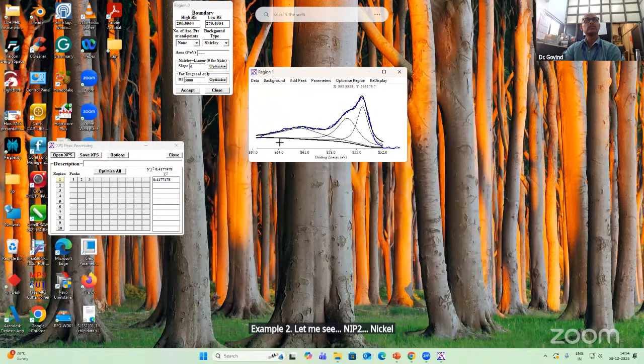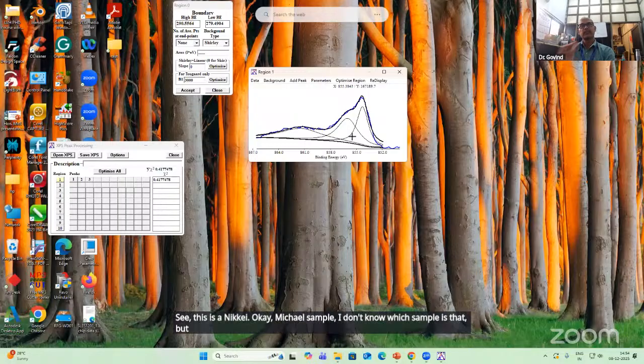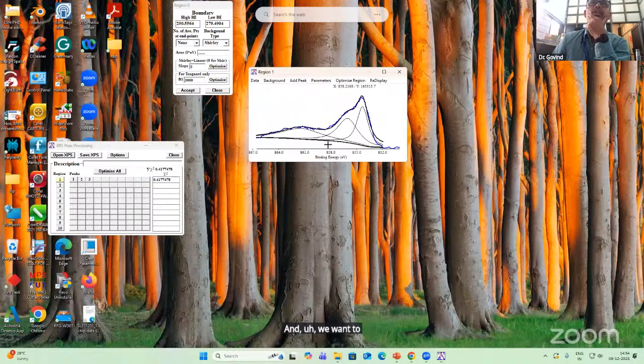Let me show the nickel sample. See, this is a nickel sample. I don't know which sample that is, but this is a nickel sample within our lab, and we want to show how the XPS changed. What are the functional groups? So here we found one, another one, and this one. Three peaks are there related to nickel.